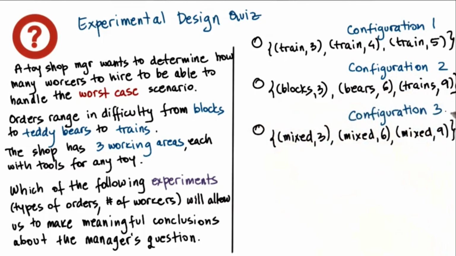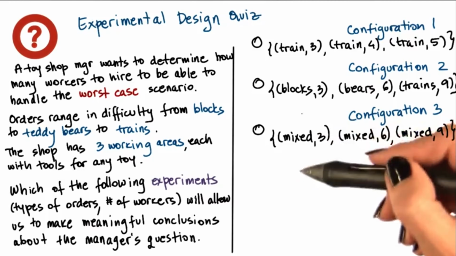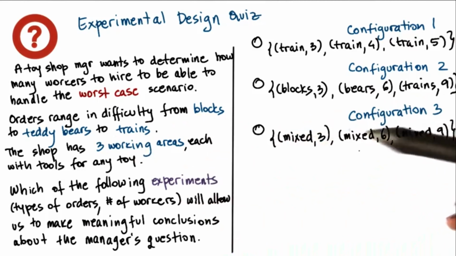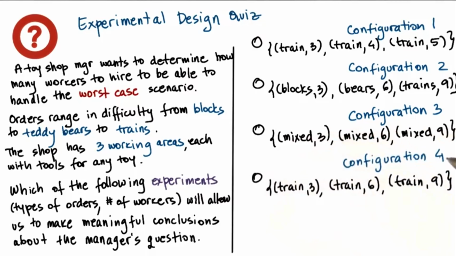In the third configuration, in each of the trials, we have a mixed set of orders of all the different kinds, and we vary the number of workers from 3 to 6 to 9. And in the fourth configuration, in each of the trials, we use a set of train orders, and we vary the number of workers from 3 to 6 to 9.